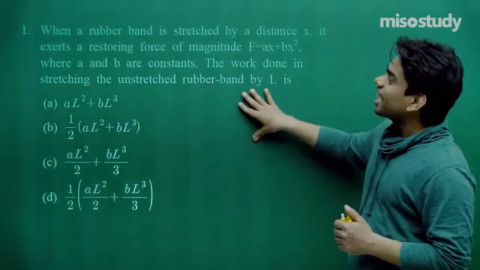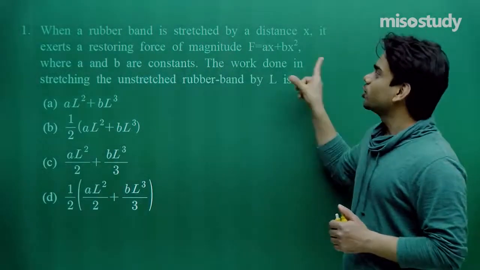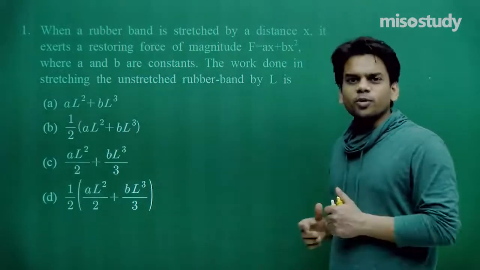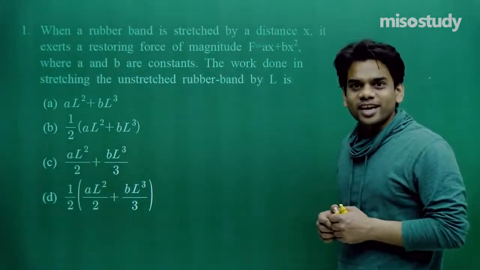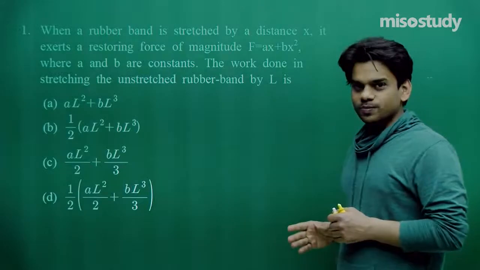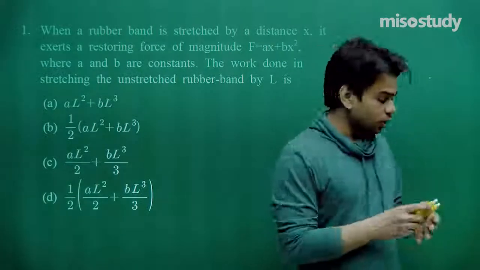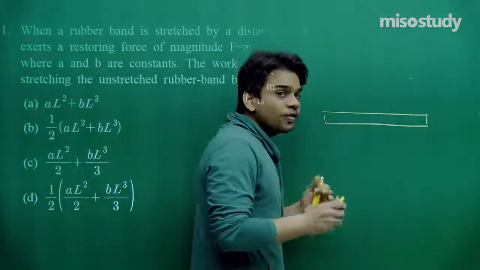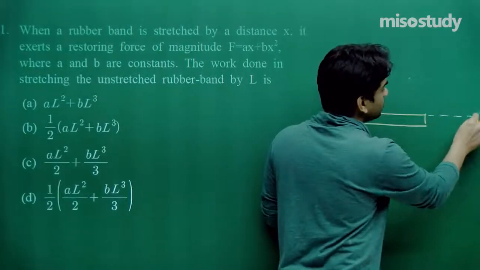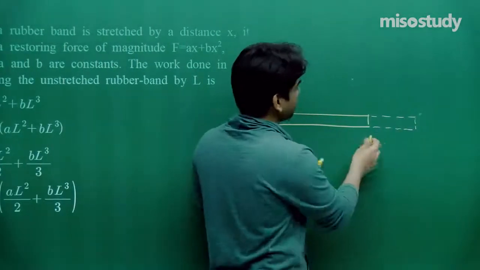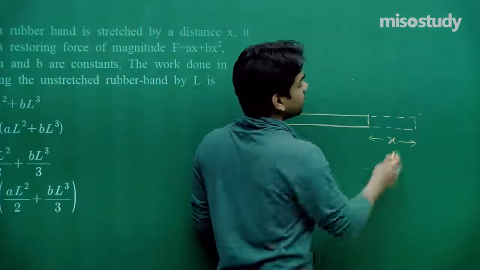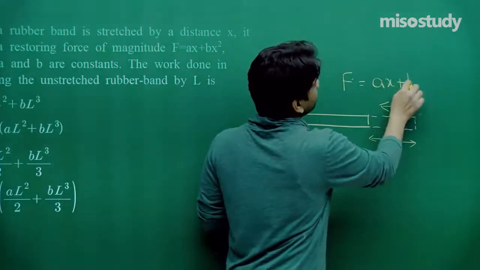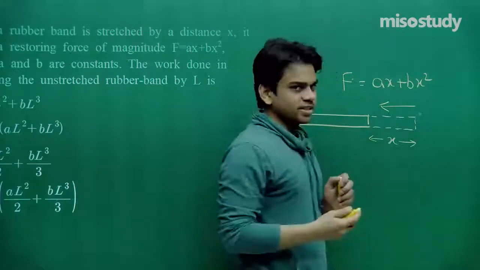So you see that it's given that it exerts a restoring force of magnitude F is equal to ax plus bx square. When a rubber band is stretched by a distance x from its natural length, it exerts a restoring force. Now if I make the diagram, let's say this is the rubber band. If I stretch it through some length x, the restoring force acting on it is ax plus bx square. So it depends upon the distance x, it's not constant.